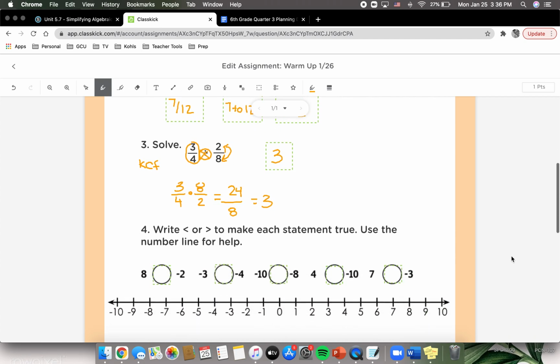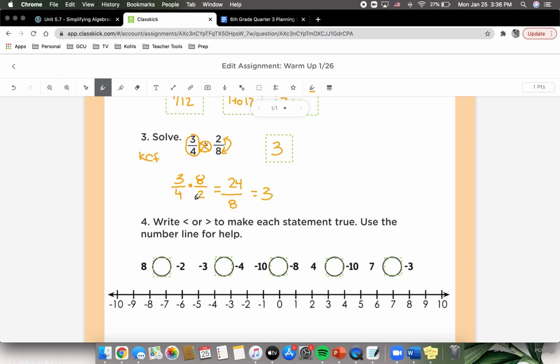Looking at number 4, it says write a greater than or less than to make each statement true. Use the number line for help. So we have, is 8 greater than or less than negative 2? So we have our 0 right here. So 0 is right here in the middle. And 8 is right here. And negative 2 is right here. And it's better to be on the right-hand side of the 0. So 8 is going to be greater than negative 2.